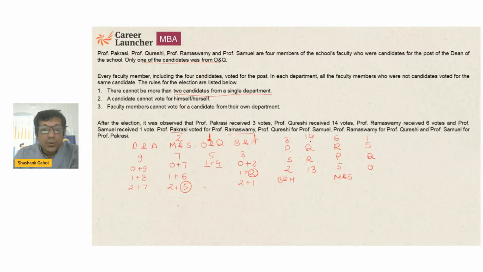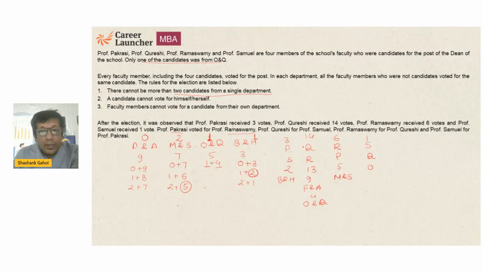Now, Q is getting 13 votes. It means O and Q must have 4 non-candidates, and FNA must have 0 candidates. It means all 9 votes from FNA Q is getting, plus 4 votes from O and Q. Now the thing is, 1 candidate is from BNH, 1 candidate from O and Q, 2 candidates from MNS.